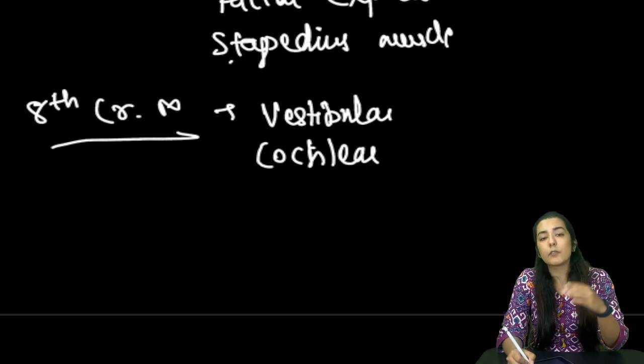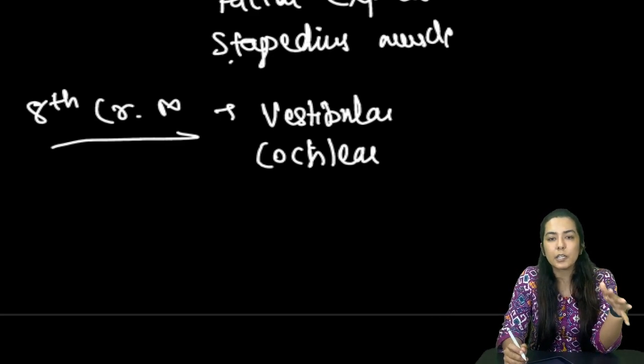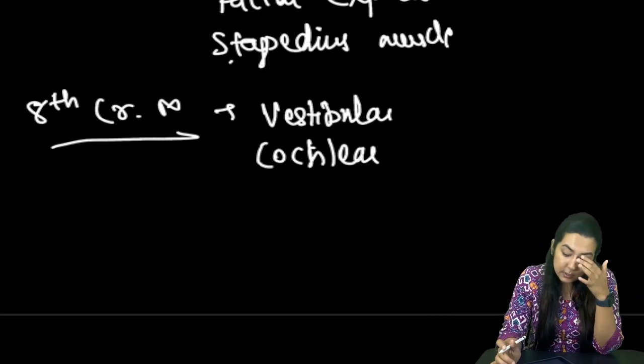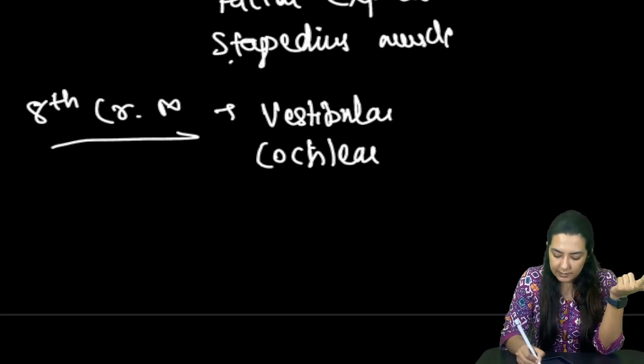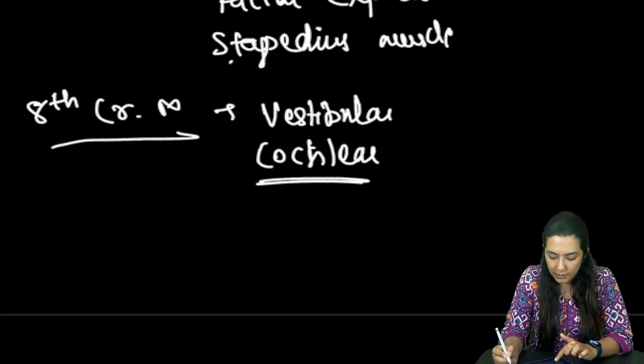Okay, the vestibulum along with the cerebellum is responsible for coordination and balance. So if the vestibular nuclei are affected, there will be nystagmus and there can be ataxia. The cochlear nucleus is responsible for hearing.